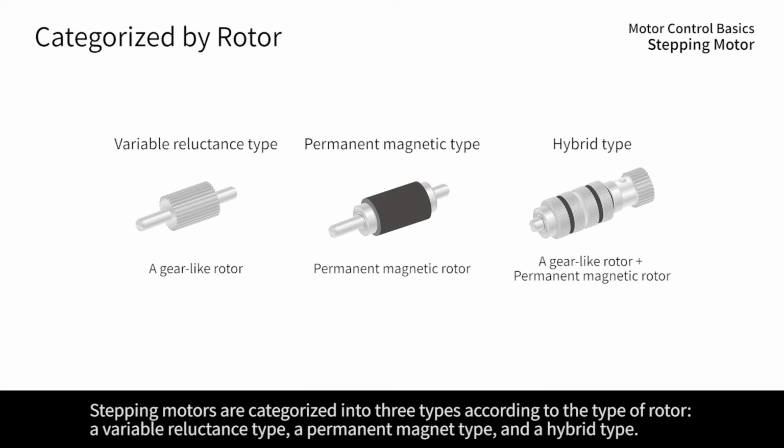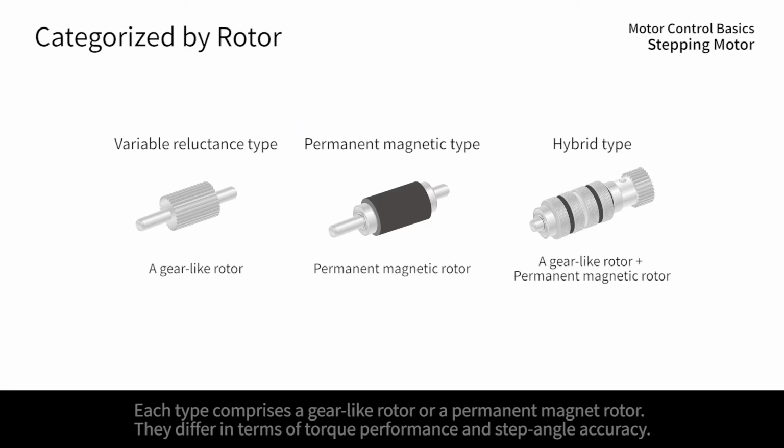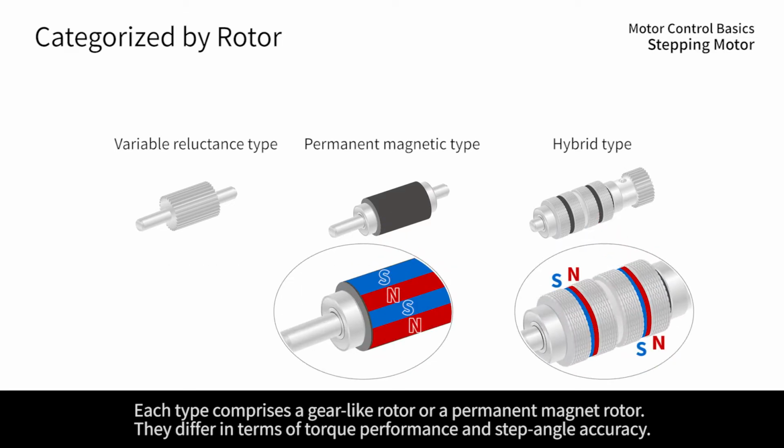Stepping motors are categorized into three types according to the type of rotor: a variable reluctance type, a permanent magnet type, and a hybrid type. Each type comprises a gear-like rotor or a permanent magnet rotor. They differ in terms of torque performance and step angle accuracy.